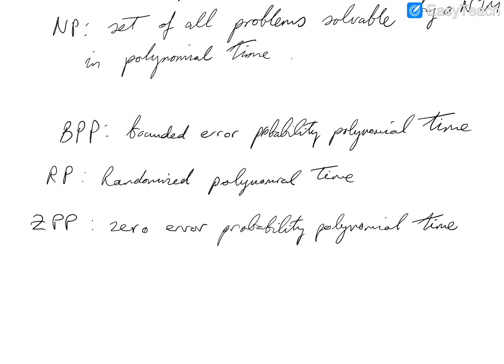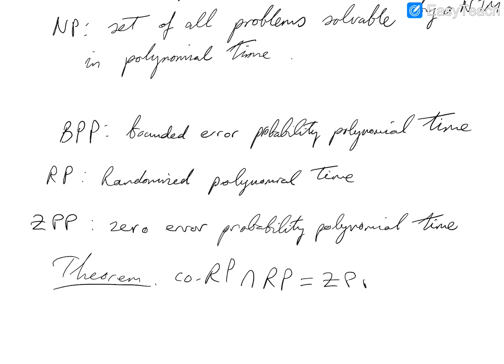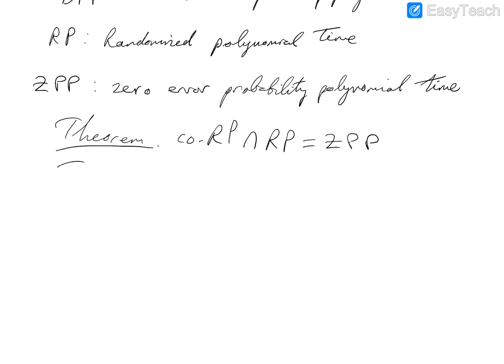Alright, remember how we defined the complements. We could also talk about the complement of RP. And apparently, we could write this as a theorem: the intersection of co-RP and RP is equal to ZPP. Another theorem is that any problem that is in BPP is also in PSPACE. So BPP is a subset of PSPACE.